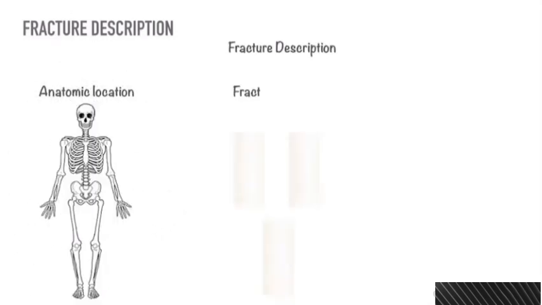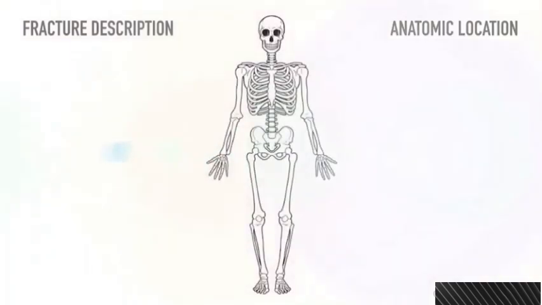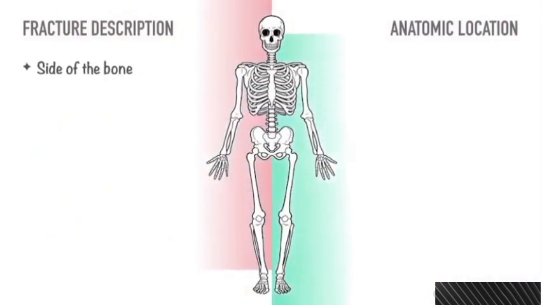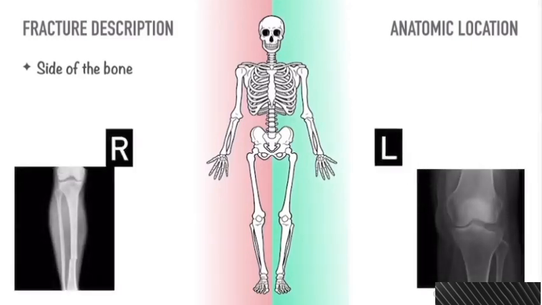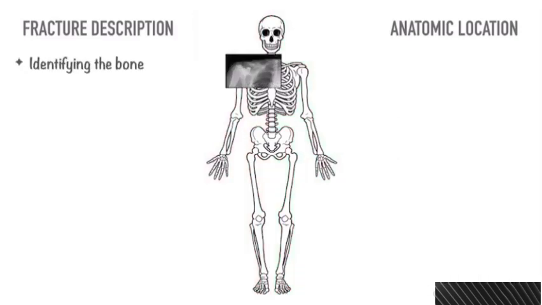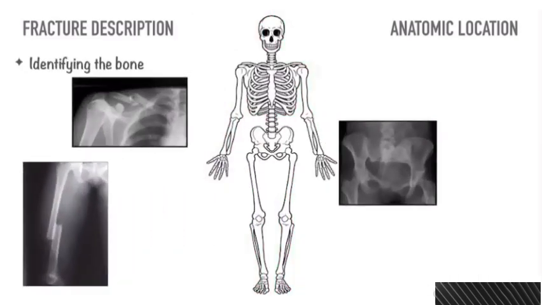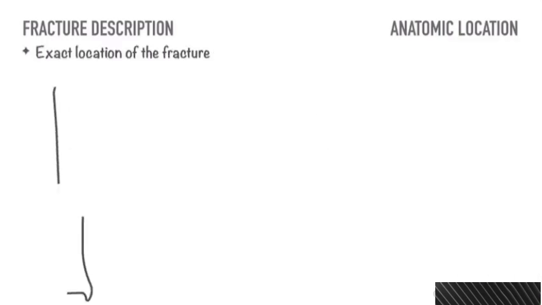The fracture description on a trauma radiograph must include anatomic location of fracture, fracture pattern, and the relationship of fracture fragments. While describing the precise anatomic location of the fracture, first step is to find out if it is left or right-sided bone. This can be done by reading the marker on the radiograph and confirmed by clinical examination of the patient. The next step is to identify the involved bone. Then comes the exact location of the fracture.